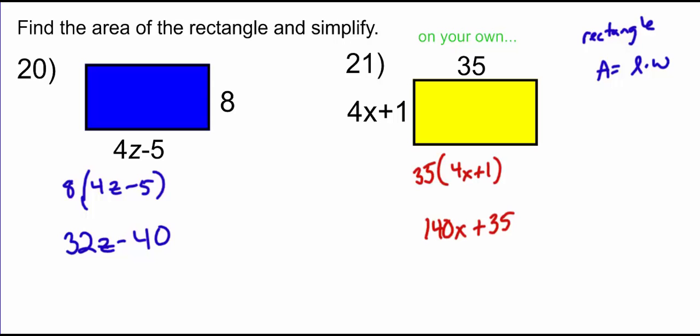All right, number 21, you can see the work there. 35 times 4x plus 1. You did have to do a little distribution. Now, if 35 times 4 is a little more than what you want to deal with mentally, I just did it as saying, okay, 35 times 2 is 70, 70 times 2 is 140.